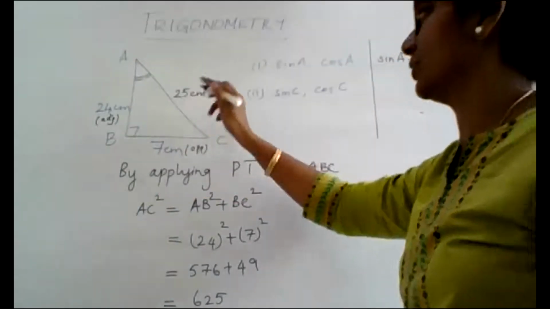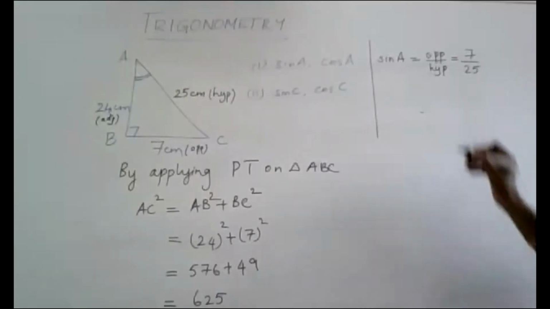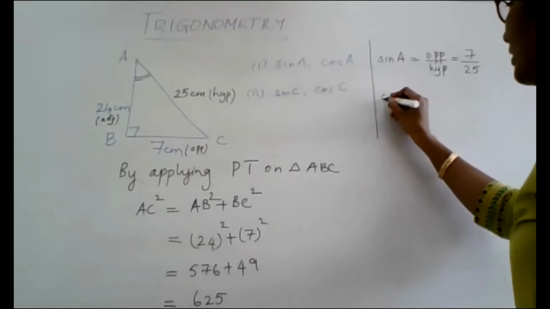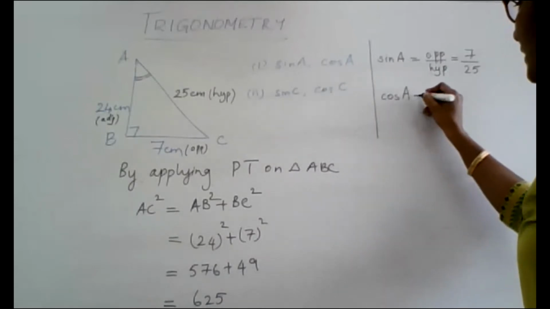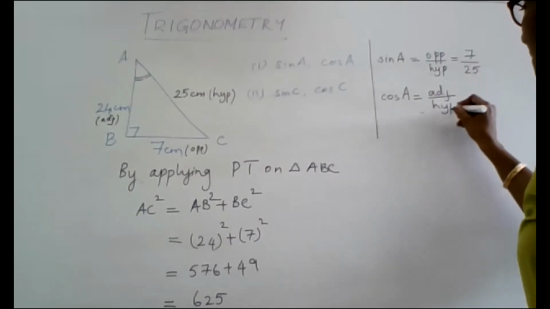Opposite by hypotenuse. This also if you want to write hypotenuse. Then they want the cos of angle A also. So cos of angle A, just now we have defined it is adjacent divided by hypotenuse.